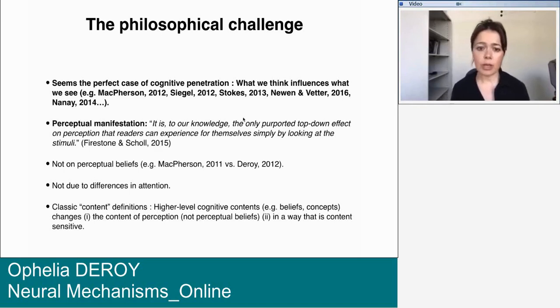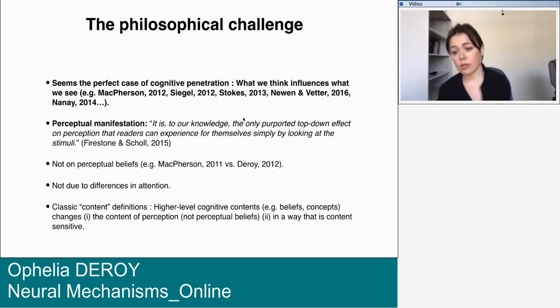A case where you can say, well, we have higher level cognitive content, things like beliefs, such as, and I will come back to that, recognizing this is an African face, and the second belief is that Africans tend to be darker skinned than Europeans, and this belief would influence the way you perceive the face. So the higher level cognitive content will change the content of perception, and in a way which is content sensitive. The belief says it should be darker, and your perception exhibits that very same tendency to make the face look darker.